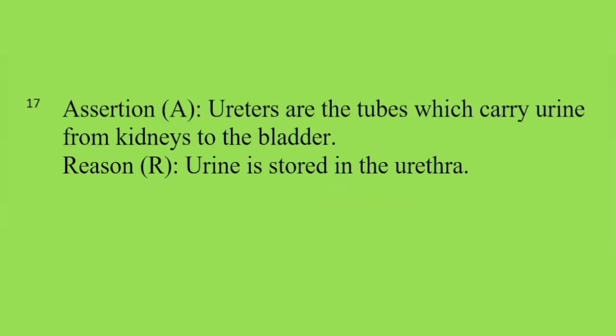Assertion: ureters are the tubes which carry urine from kidneys to the bladder. Yes, it is a correct statement. Reason: urine is stored in the urethra. It's a wrong statement. Urine is stored in the urinary bladder. So here we can see the option C, assertion is correct, reason is false.